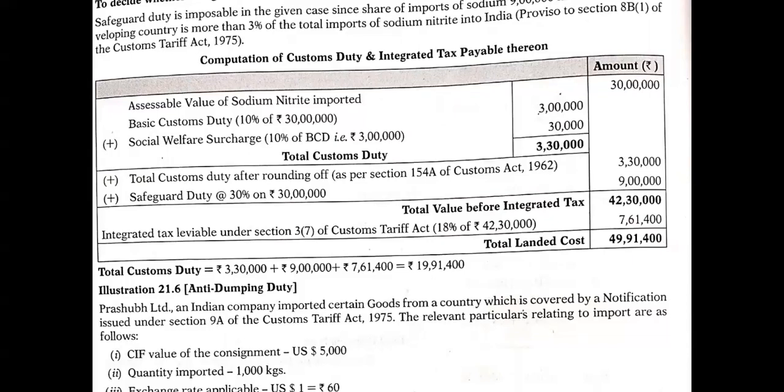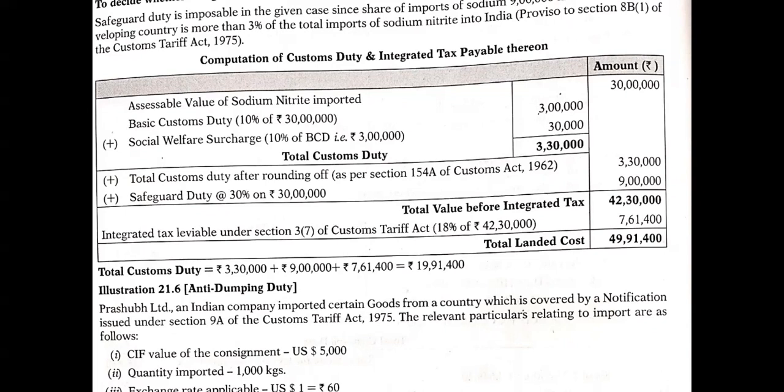Assessable value of sodium nitrate imported. So how much assessable value is already given? We are importing 30 lakh rupees. So the same is the assessable value. Basic custom duty has been told as 10%. So of 30 lakh, 10% means 3 lakh rupees. Then social welfare charge, that also is told as 10%. So now 10% of 3 lakh, that means it is 30,000. Now the total custom duty, 3 lakh plus 30,000, that is 3 lakh 30,000. We need to write this in the outer column. This is the total custom duty after rounding off.